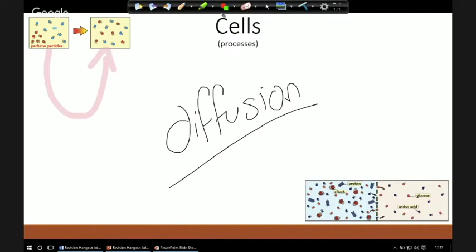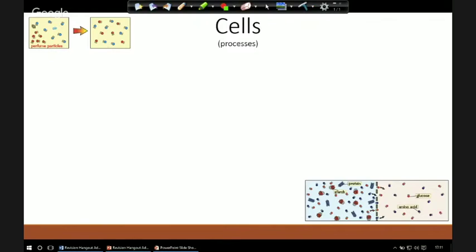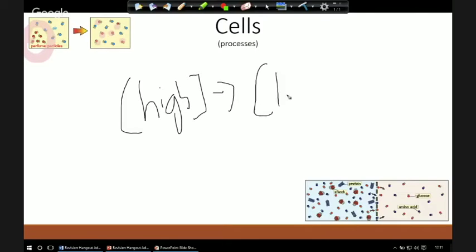In other words, if we look at the example here on the top left, we've got quite a high concentration of these red particles, a perfume, for example, sprayed in the corner of a room. Well, give that enough time, they will begin to move and diffuse out. And so eventually, they're no longer in one particular corner, but they are spread out evenly throughout the room. So diffusion is the spreading of particles from an area of high concentration to an area of low concentration.